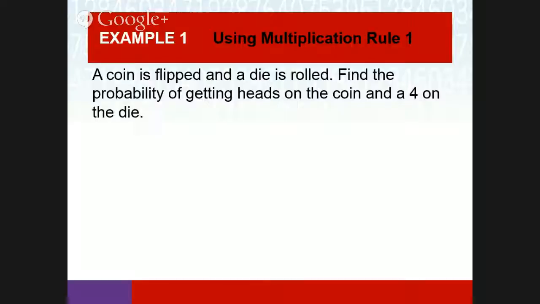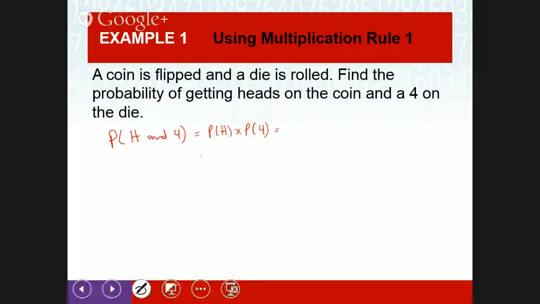A coin is flipped and a die is rolled. Find the probability of getting heads on the coin and a 4 on the die. So we're looking for the probability of getting heads and a 4. So that's the probability of getting heads times the probability of getting a 4. So 1/2 times 1/6, which is 1/12.